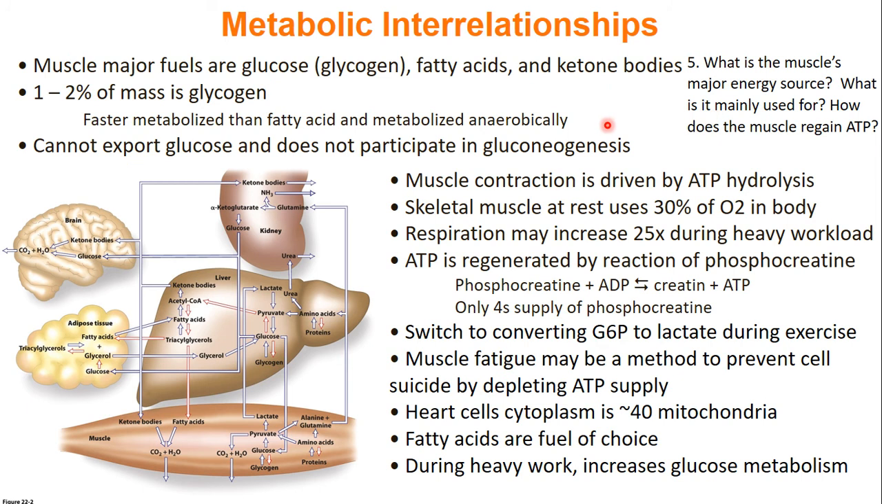What is the muscle's major energy source? Glucose. It can also use fatty acids and ketone bodies, and it can use its stored glucose, which is in the form of glycogen. What's that mainly used for? Well, muscles do contraction, so it's mainly used for contraction. How can muscles regain their ATP? Phosphocreatine is a high energy phosphate compound that can be used to remake ATP.